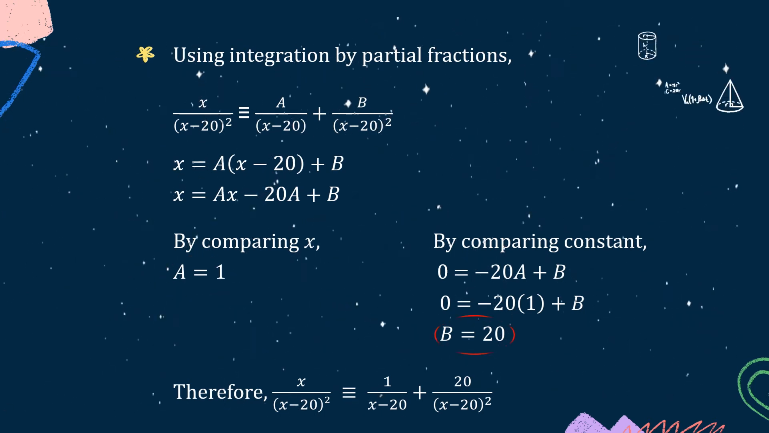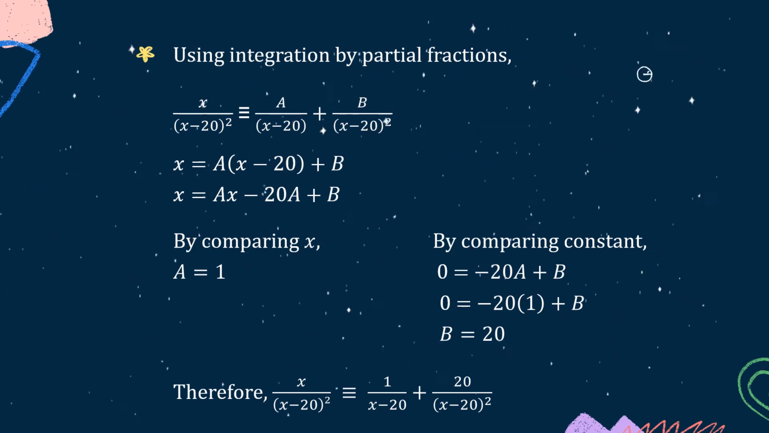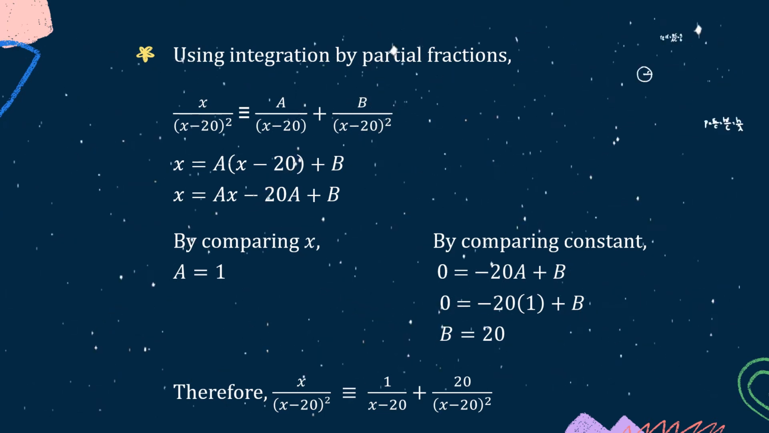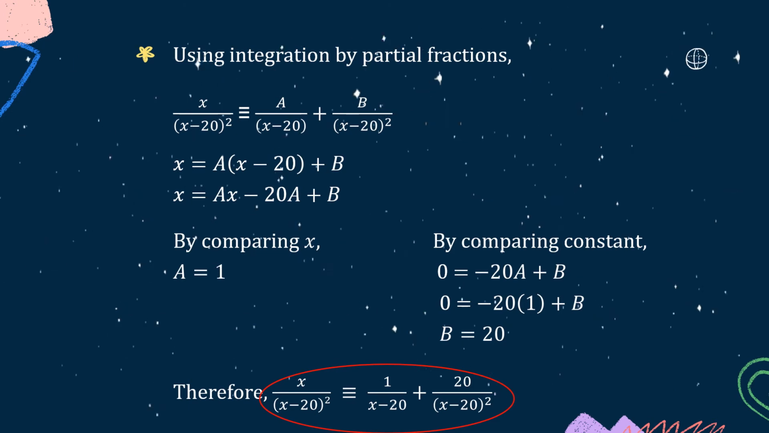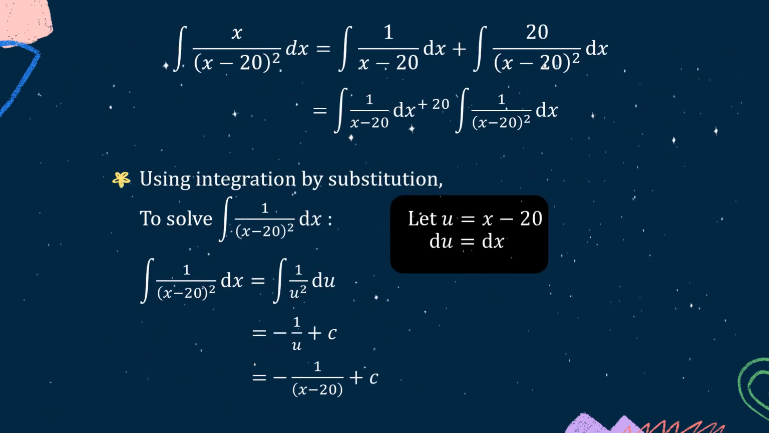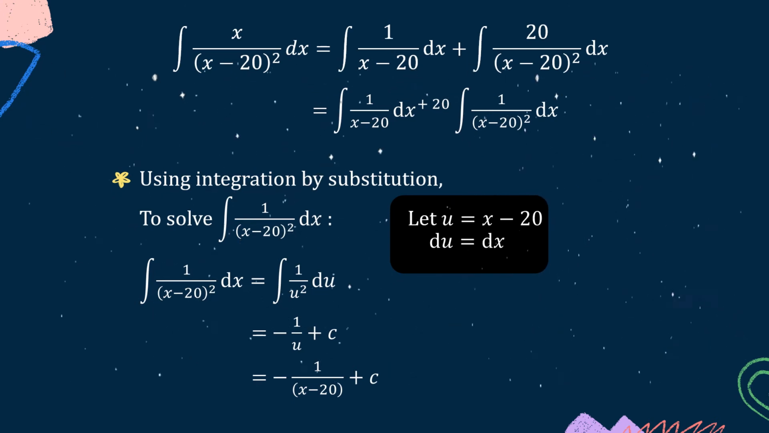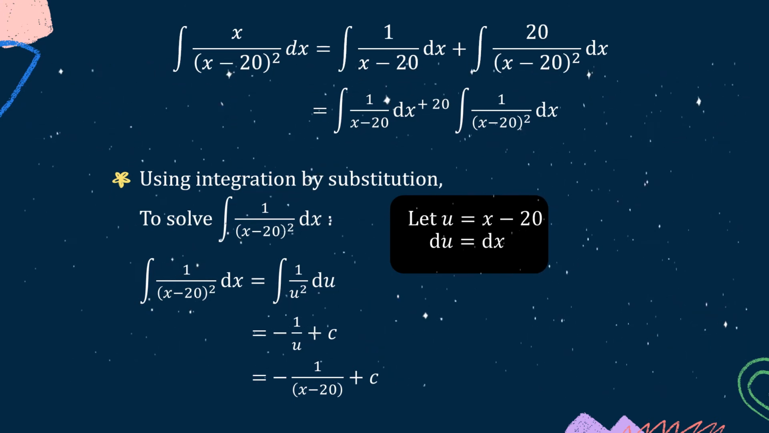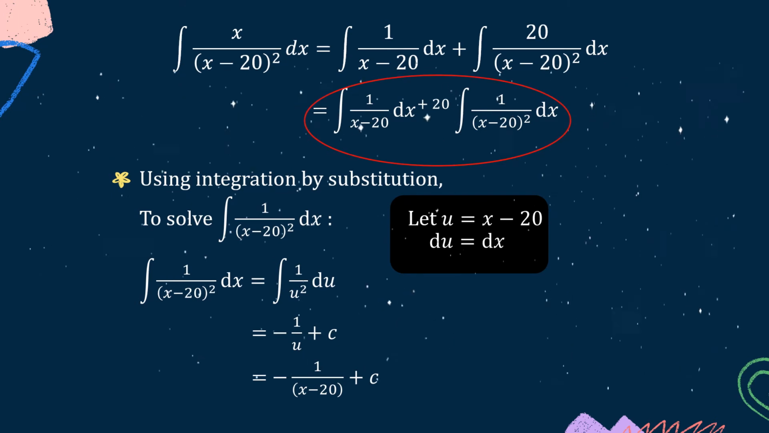So we just substitute the value of a and b into the partial fraction, and then we will get 1 over x minus 20 plus 20 over x minus 20 in bracket square. After we substitute the value of the partial fraction into the equation, the integration function will look like this.